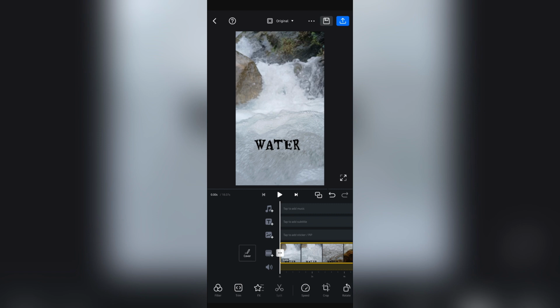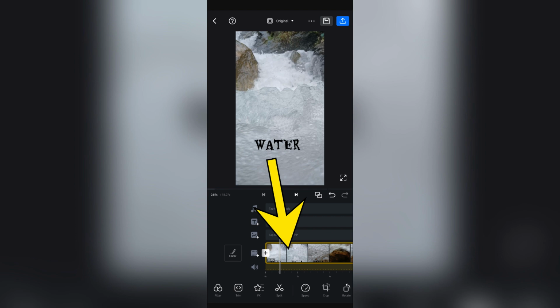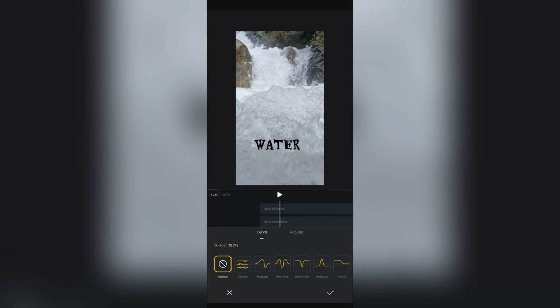is that VN doesn't provide a direct option to stabilize a video. So what you have to do if you want to do stabilization, or something similar to stabilization but not really stabilization, is to increase or decrease the speed of the video to make it look like the video is stabilized.